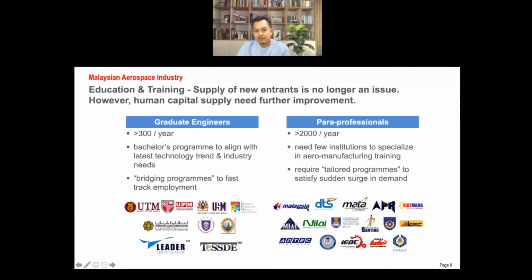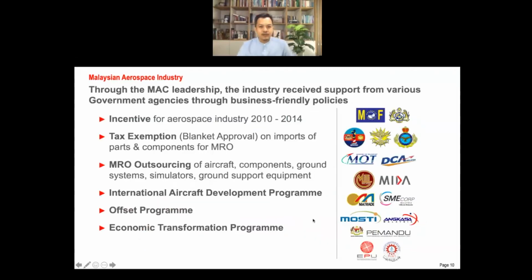We even have Malaysia Airline System doing the apprenticeship, DTS, MATA, APR, Giat Mara, and so many players. The numbers are not only limited to those being displayed here, but these are the main players in 2015. So later, when you do your exercise for your assignment, you may need to find out who the current players are.